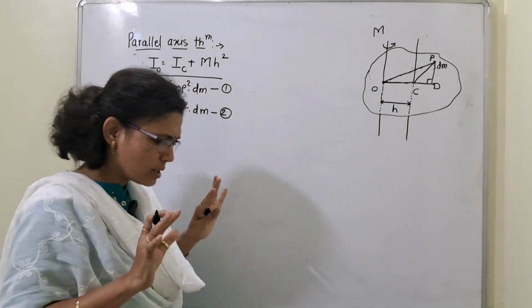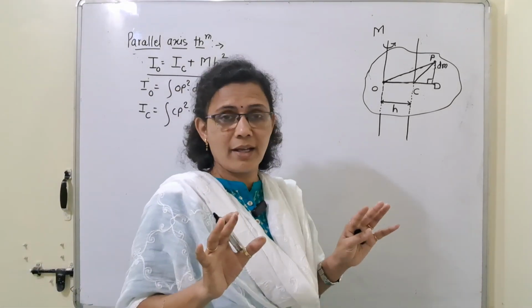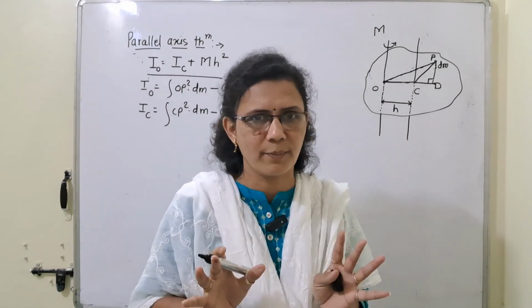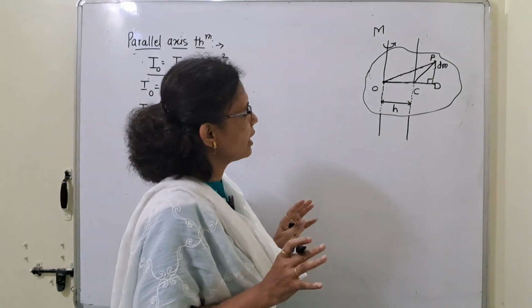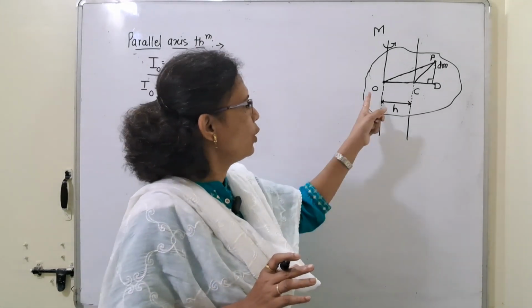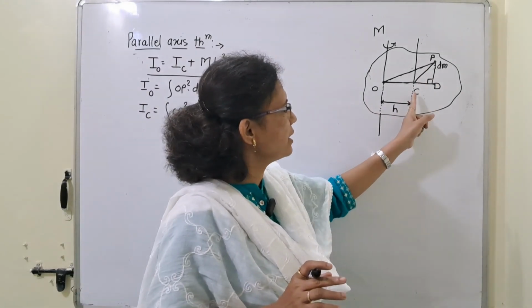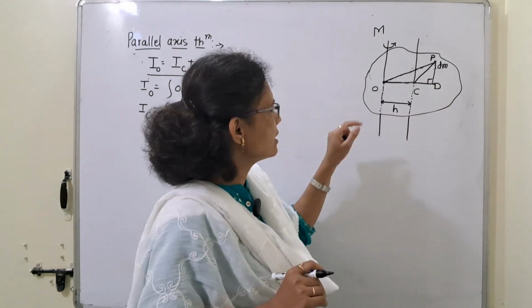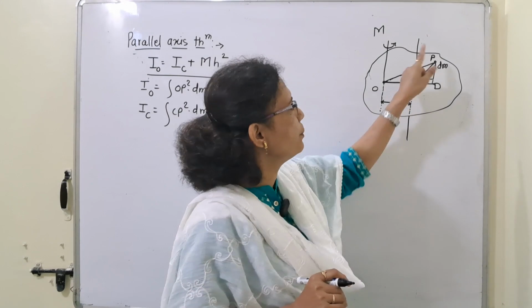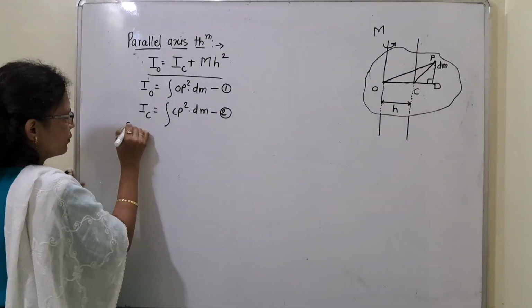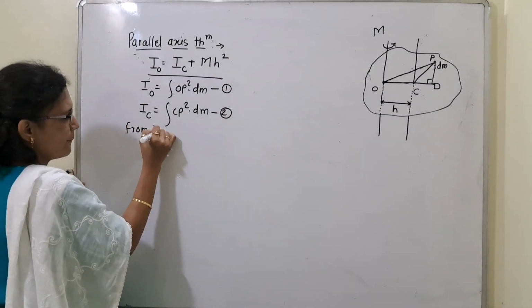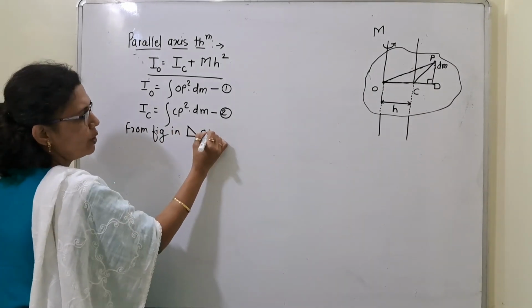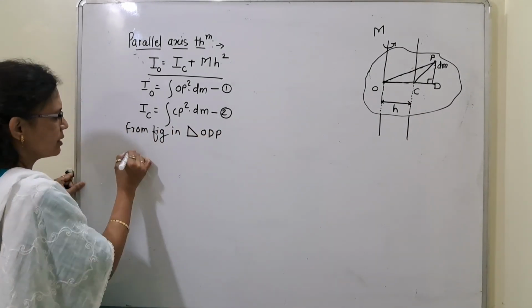Now, if you write these two equations correctly, the next derivation is very easy because you have to use only the Pythagoras theorem, right? So here there are two right angle triangles, see, ODP and another, CDP, right? Initially we will consider triangle ODP. In right angle triangle, from figure, in right angle triangle ODP, what can you write?